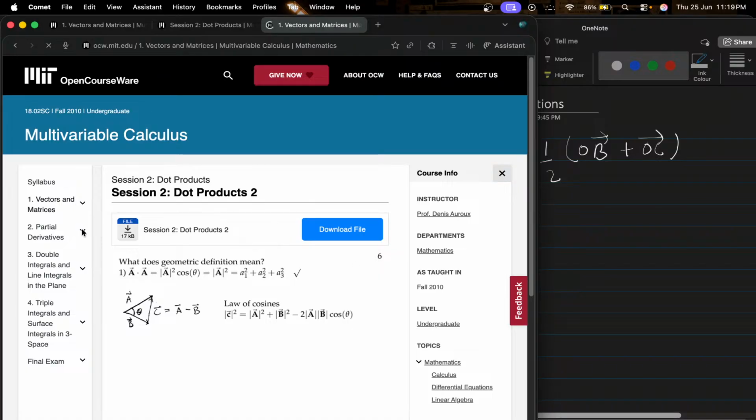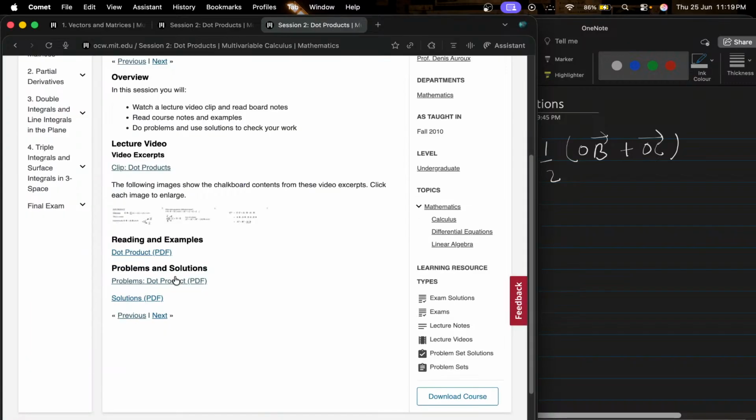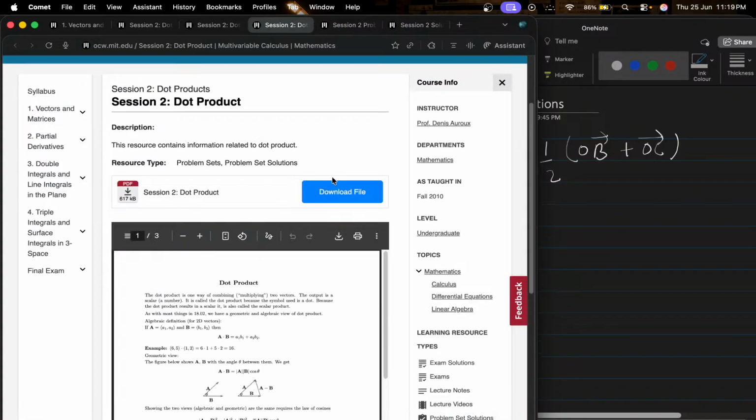Okay, what more things do we have? Reading and examples. I will do that. I will do this too. I need this too. So okay, we will first read what's here.